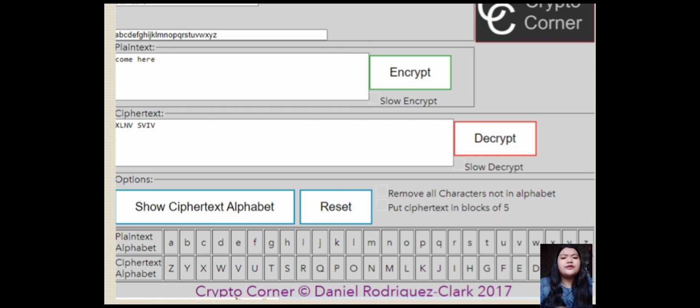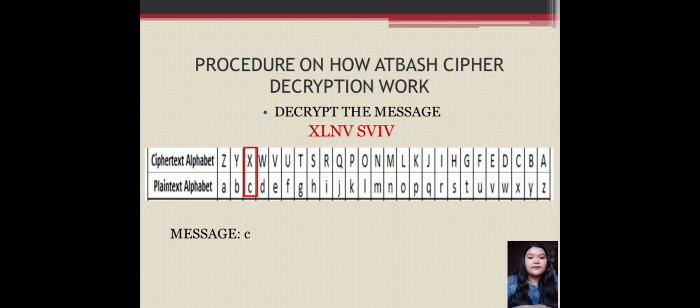So how does the system decrypt the message? Just like this. First, look for the ciphertext letter in the table, and if you find it, just look at what is below it, and that will be the answer. As I said earlier, our ciphertext is XLNV SVIV.